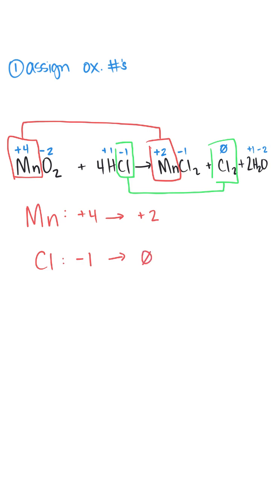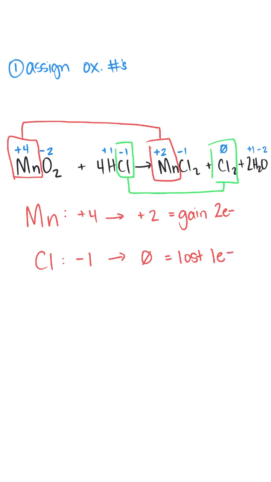So on manganese, it goes from +4 to +2, which means it's gained negative charges. Its charge has gone less positive. So it has gained 2 electrons, okay? And chlorine goes from a -1 to a 0, so it becomes more positive, which means it's lost electrons. So it has lost 1 electron, okay?